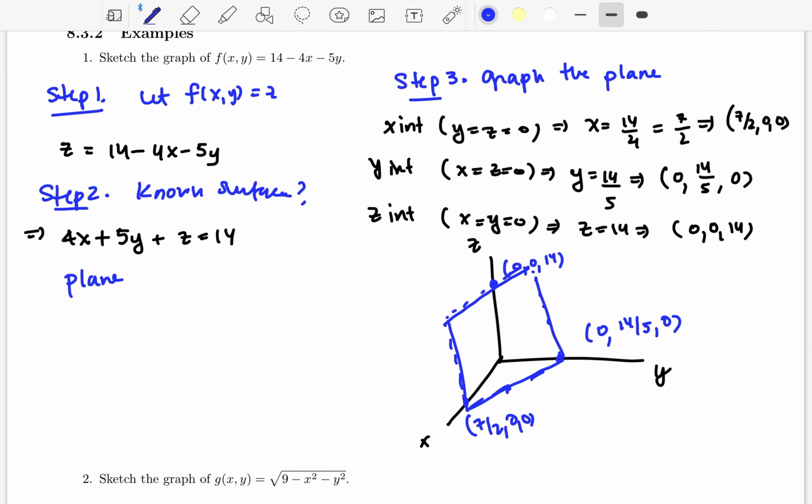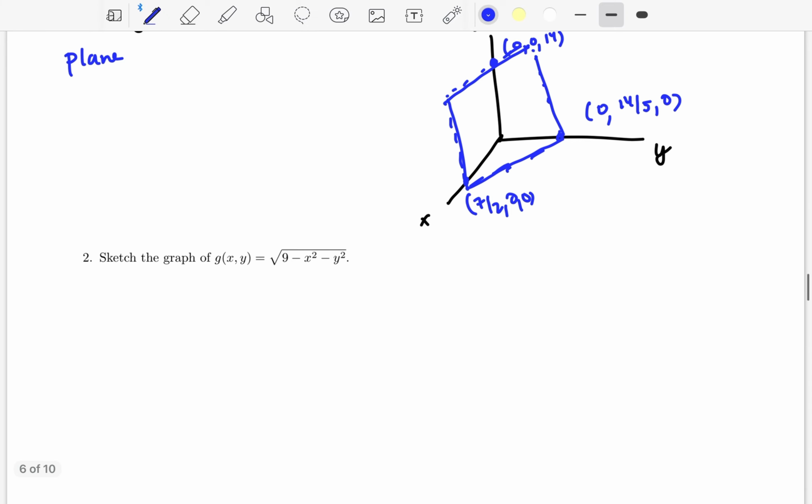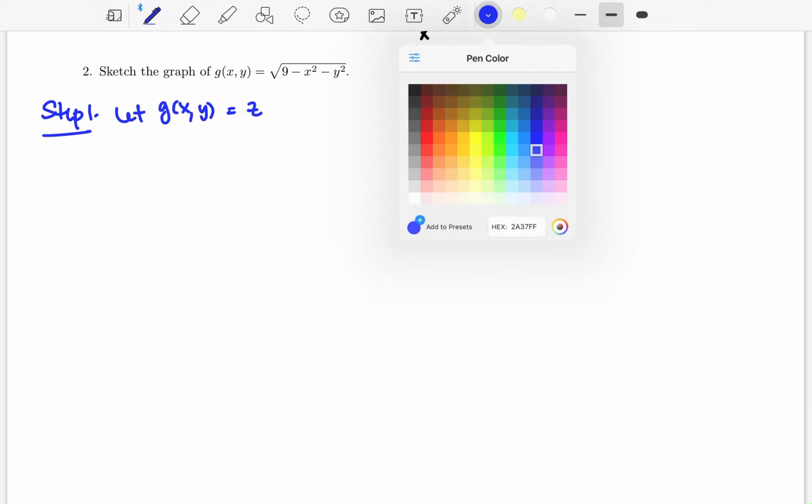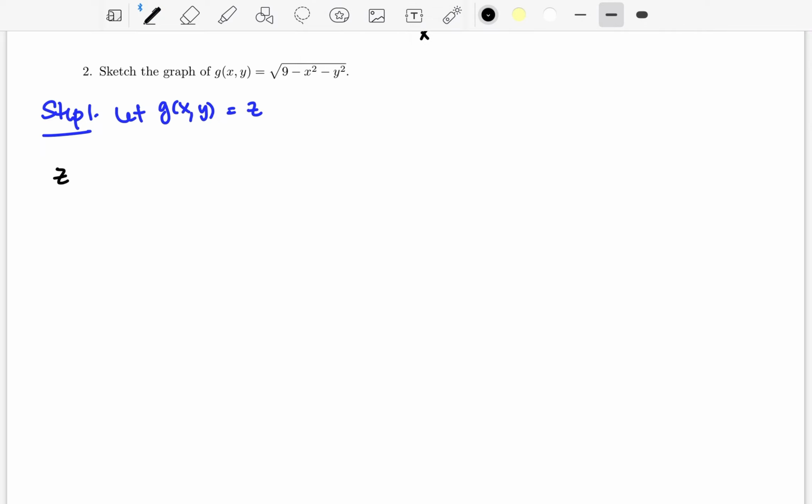Perfection. Okay. Sketch the graph of g of xy equals the root of 9 minus x squared minus y squared. I like how I've been calling these functions just f because we usually use f for functions, but I can call it anything I want. So then again, step one: let g of xy be equal to z. So then I get that z is equal to the root of 9 minus x squared minus y squared.